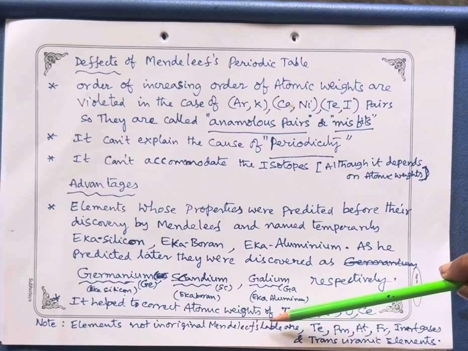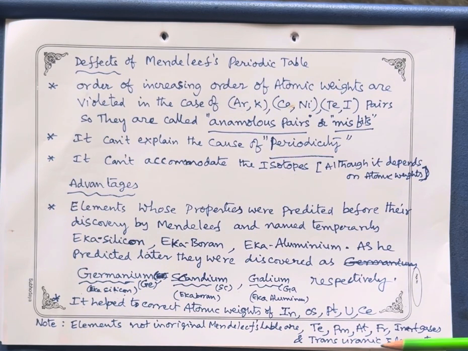Some elements not in the original Mendeleef periodic table are now present. For example, zero group elements and inert gases, and transuranic elements were not there at that time, but later they were kept in their proper place in the Mendeleef periodic table. Such elements are technetium, promethium, astatine, francium, inert gases, and transuranic elements. Transuranic elements means elements coming after uranium. Trans means coming after.